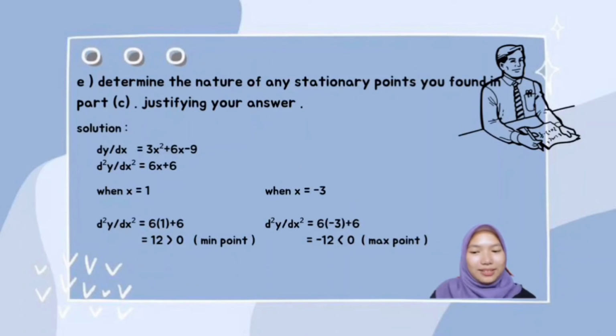So when x = 1, d²y/dx² = 6(1) + 6. So we got 12. So 12 is a minimum point. And when x = -3, we got -12. So it's a maximum point.